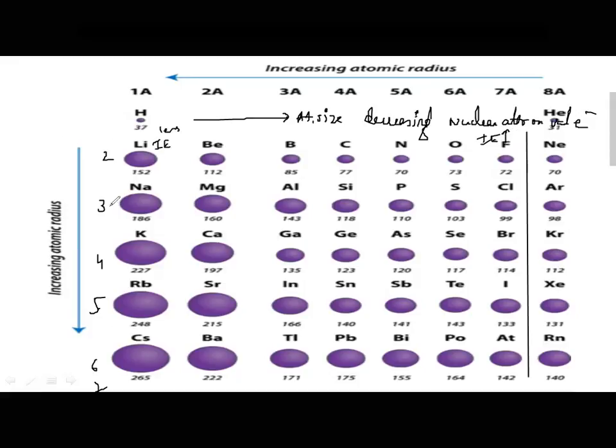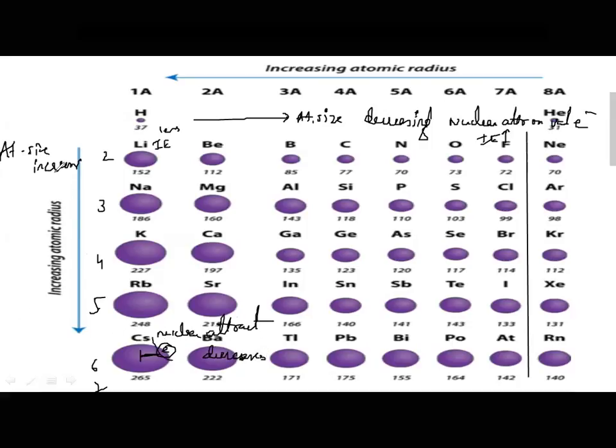Top to bottom, if you see what happens, there is an increase in the atomic size. So when atomic size increases, what will happen? There is a large distance between the nucleus and the valence electron. As the distance of the valence electron from the nucleus increases, nuclear attraction decreases. So as nuclear attraction decreases, you need to apply less energy to remove this electron.